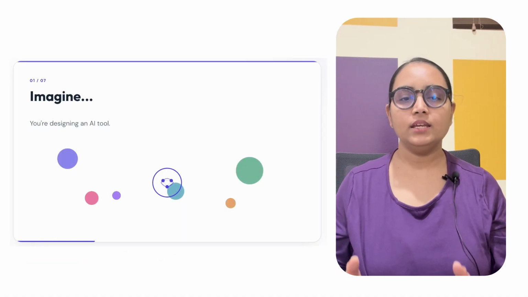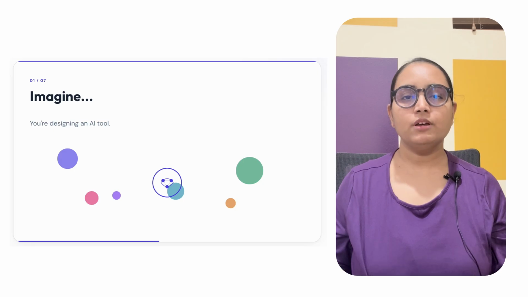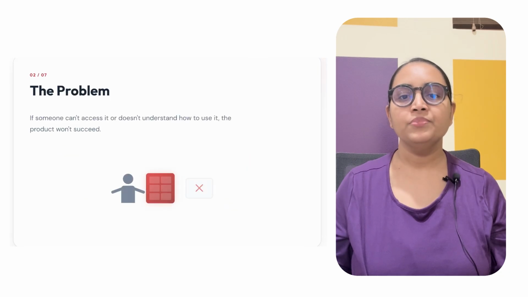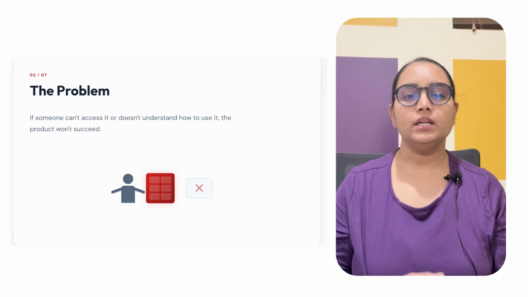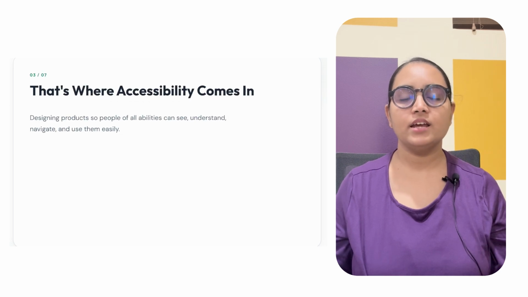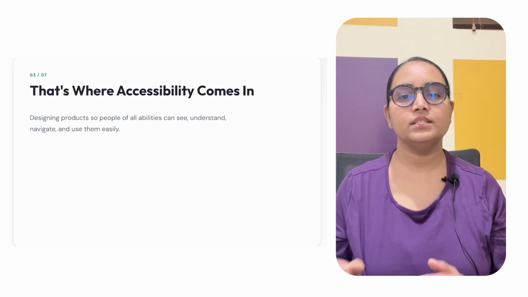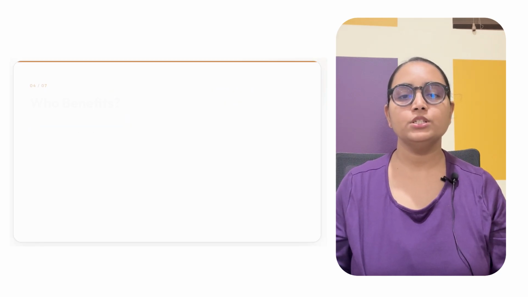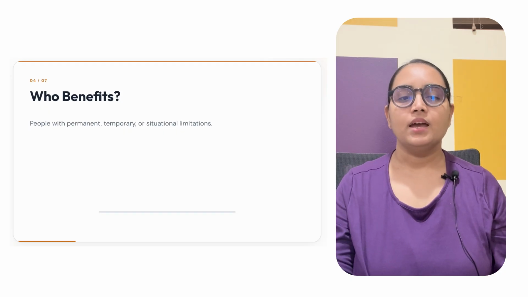Imagine you are designing an AI tool. If someone can't access it or doesn't understand how to use it, the product won't succeed, right? That's where accessibility comes in. Accessibility in UX means designing products so that people of all abilities can see, understand, navigate and use them easily. It ensures we don't exclude anyone due to permanent, temporary or situational limitations.